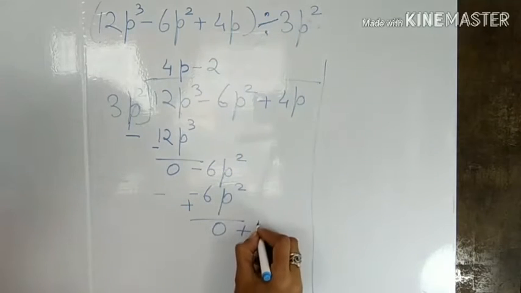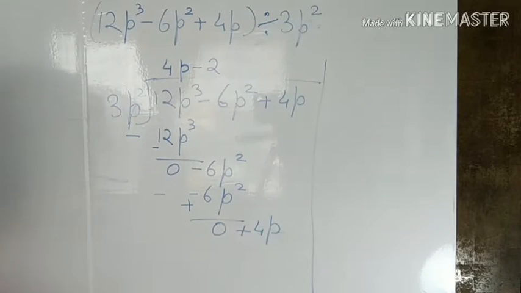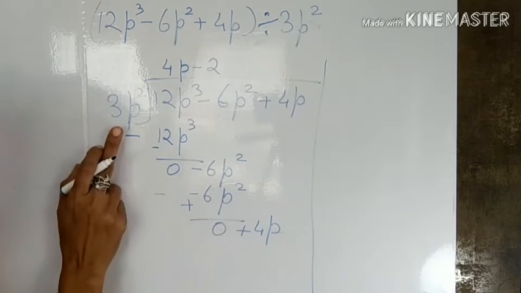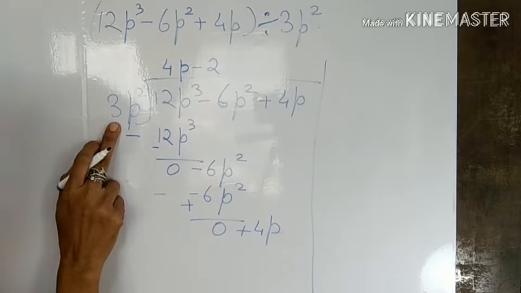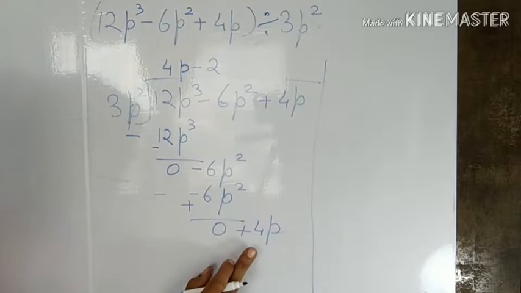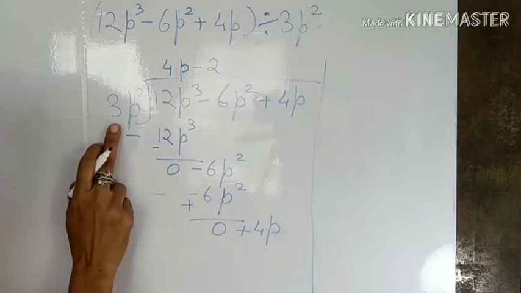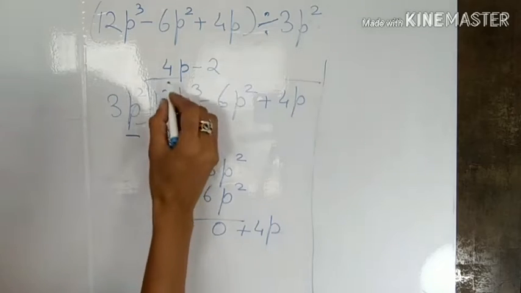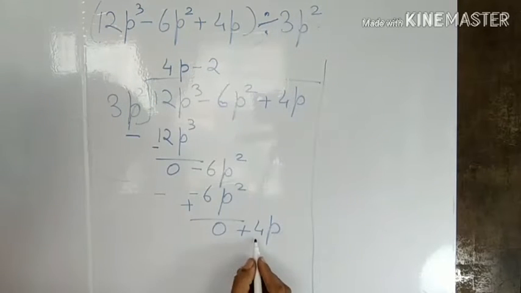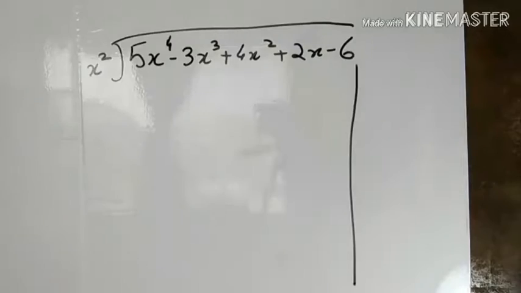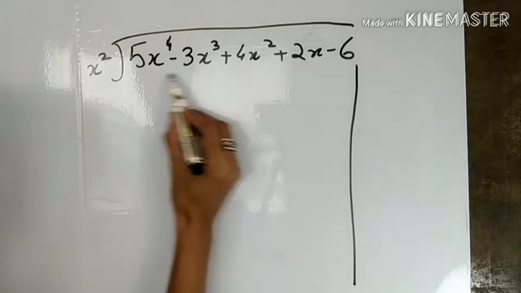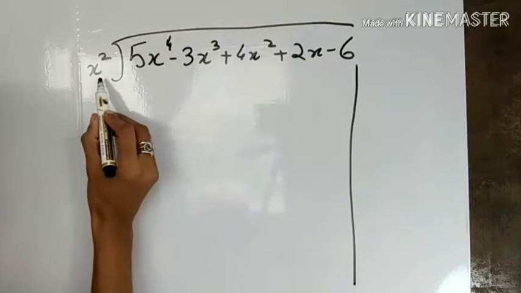Get down the next term, that is plus 4p. Now we've already seen in our tips that whenever the index of the variable in the remainder is less than what we have in the divisor, that is the time when we stop. So my remainder is going to be 4p, since the index of my variable is less than what I have in my divisor. So quotient is 4p minus 2. Your remainder is 4p.